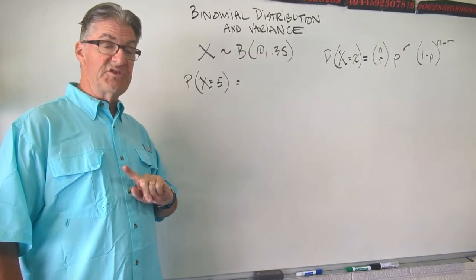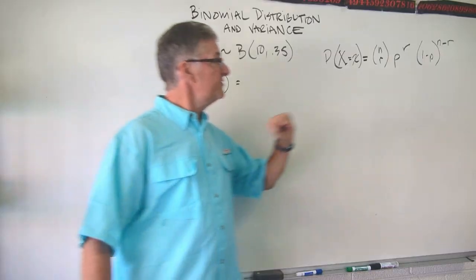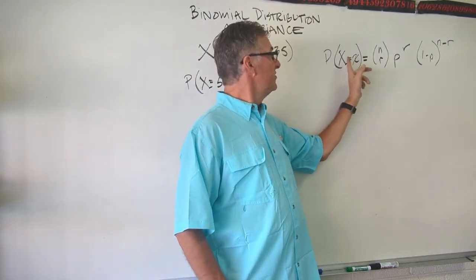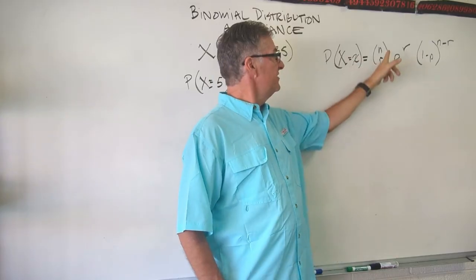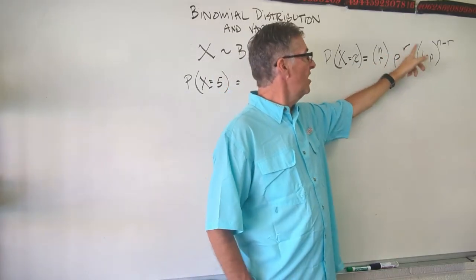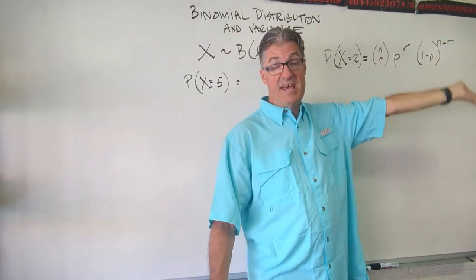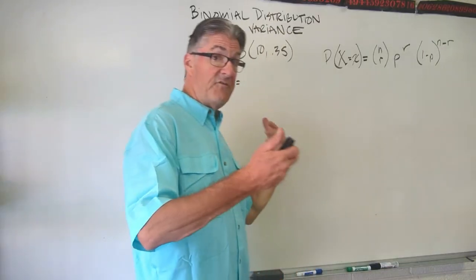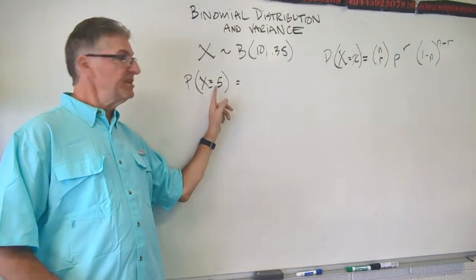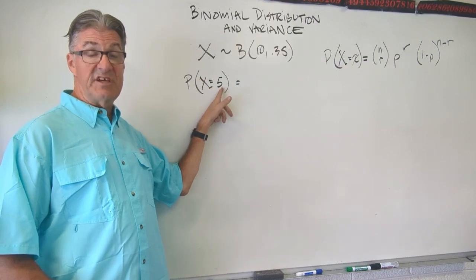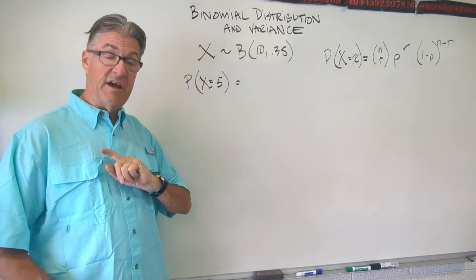So before I turn you loose, I will remind you, here is our formula for that. So probability of random variable x equals some number of outcomes is n choose r times p to the r times 1 minus p to the n minus r. So now you have to figure out what the plug-in step would be for random variable x, in this case equaling 5 successes. So pause the video and do that and come back.